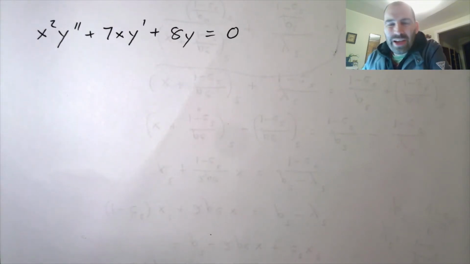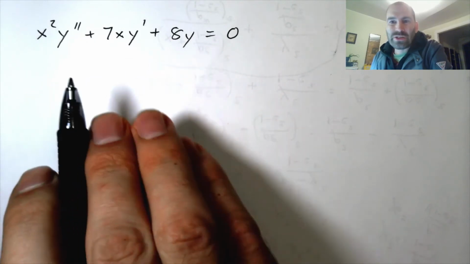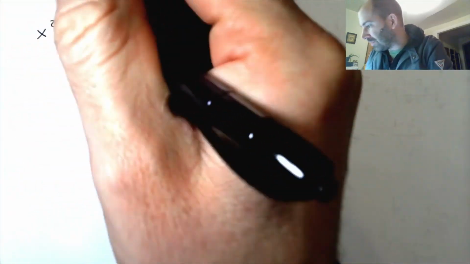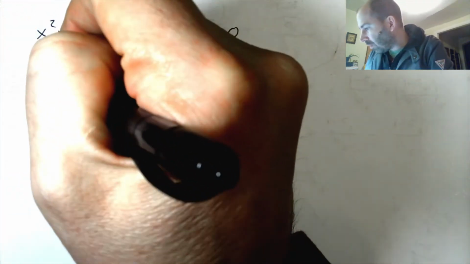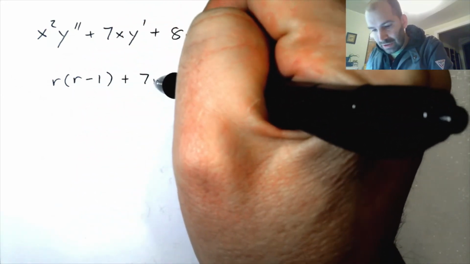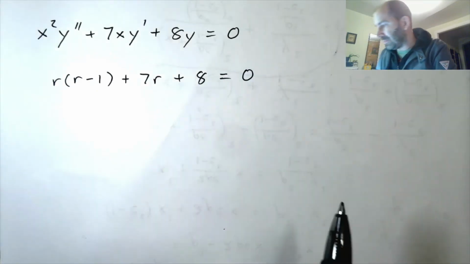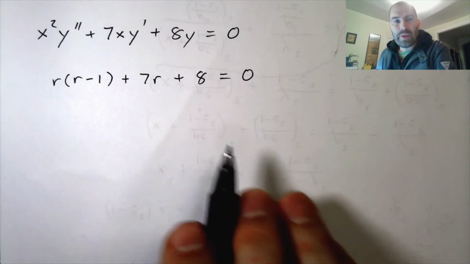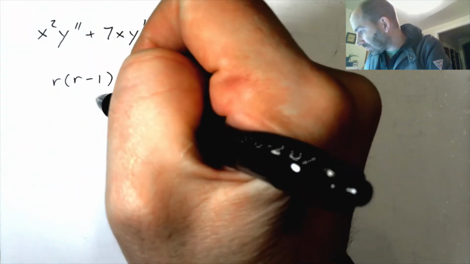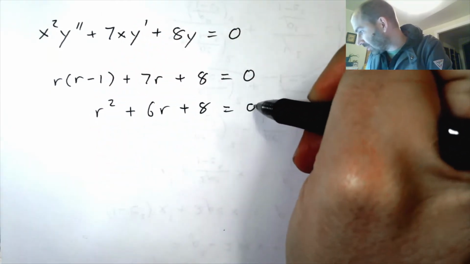Okay, so here's our example. Notice that this is an Euler equation, okay? So that means we're going to look at our indicial equation that comes from this, right? Which, if you recall, was r times r minus 1 plus 7 times r plus 8 equals 0. Okay, so let's find the solution to this. Let's see what happens. Looks like I get r squared plus 6r plus 8 equals 0.